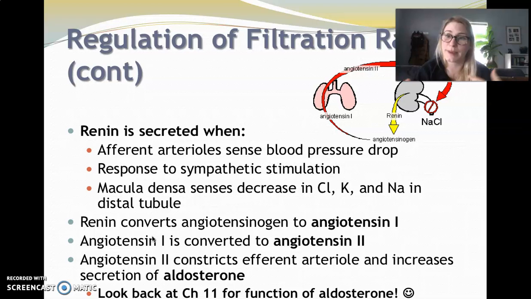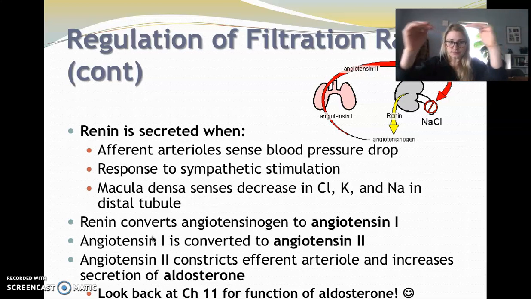Oh my gosh, that was a big pathway. So we go renin, angiotensinogen, angiotensin 1, angiotensin 2, and eventually aldosterone. And hopefully you guys remember aldosterone from the endocrine system. It absorbs sodium and secretes potassium.